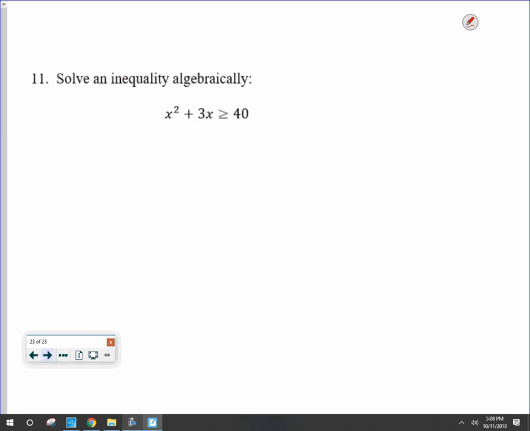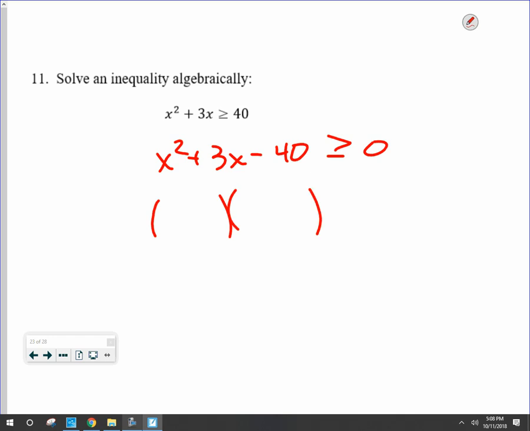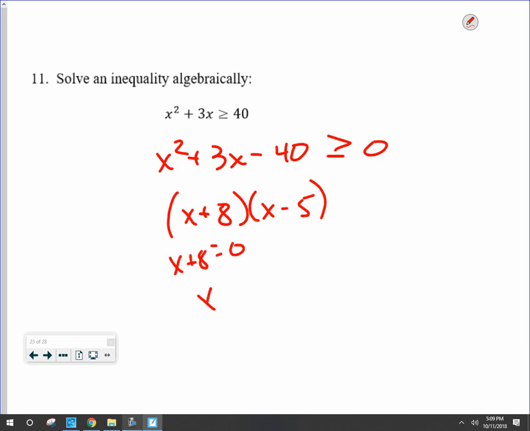Next one, solving algebraically. Make sure that it equals 0, or is greater than or equal to 0 in this case. This one is factorable. Factors of negative 40 that add up to... so let me do that again. It would be positive 8 and negative 5. Setting the parentheses equal to 0, I get negative 8 as a solution and positive 5 as a solution.